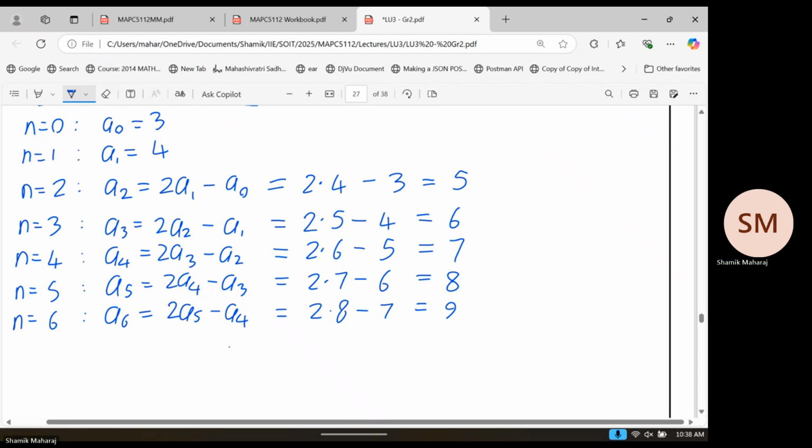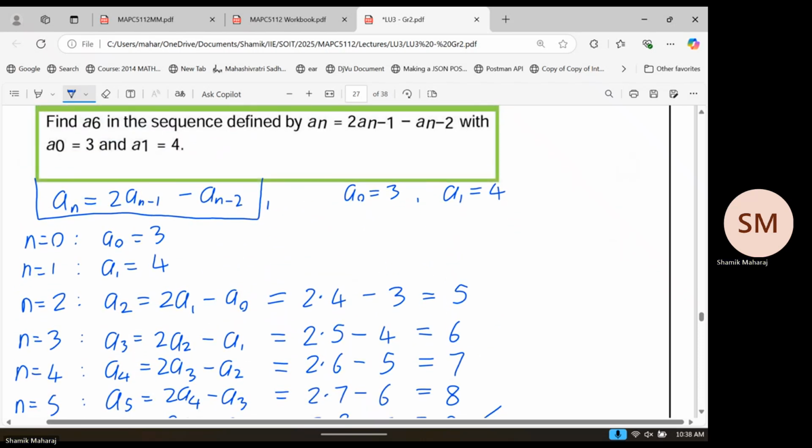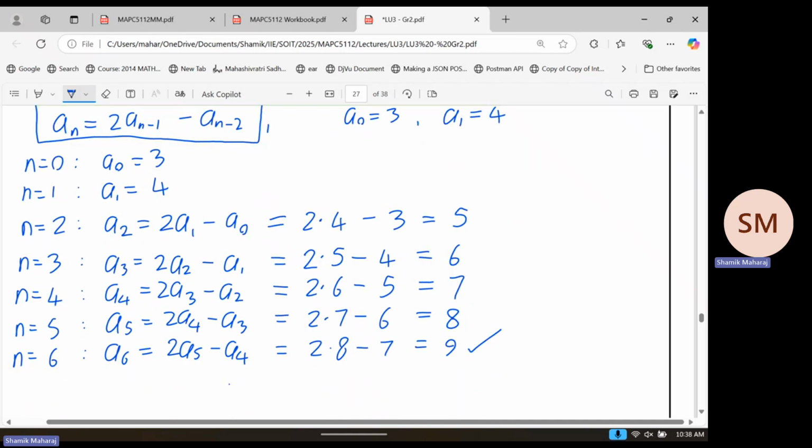Okay, A6 is a bit much, but anyway, repetition is always good for practice. So this one here, 9 right at the bottom, that's our answer. That's A6. Was the question to work out the sequence or the element? I don't remember. Let's go back and check. Find A6. So we just need to find A6 and be done.